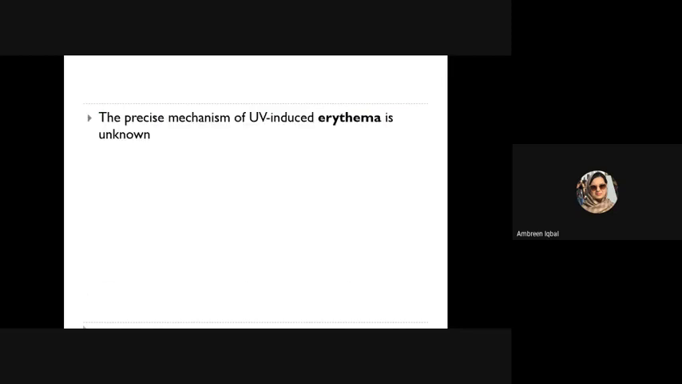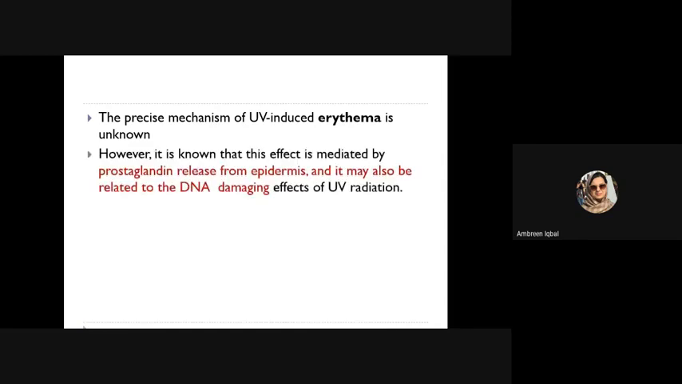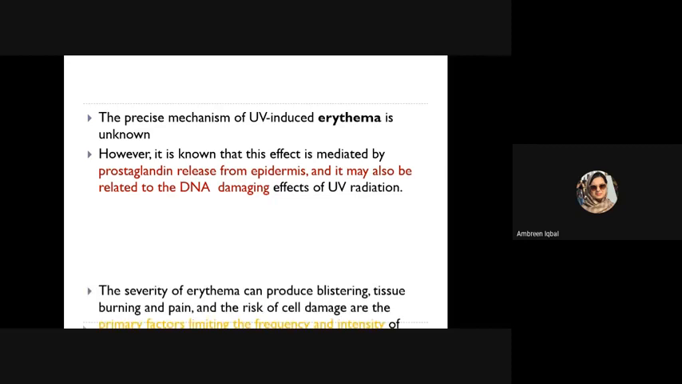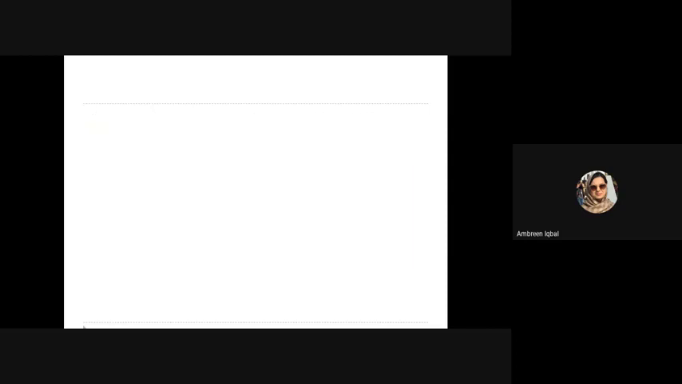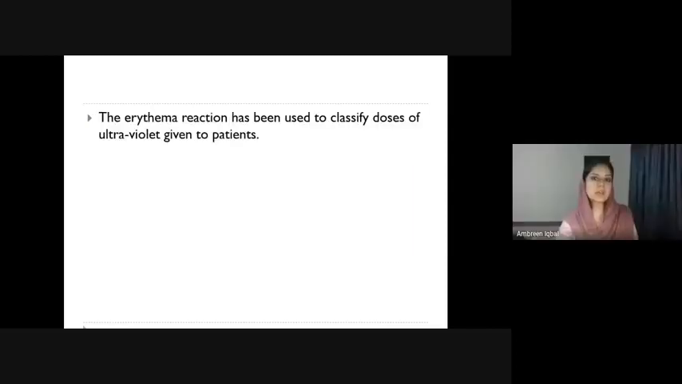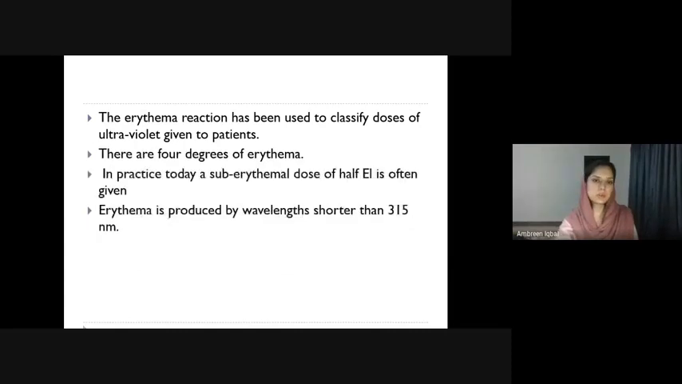The precise mechanism of this erythema is unknown, but it is considered that prostaglandin release might occur from the epidermis. It may also be due to the DNA damaging effect of ultraviolet radiation. The severity of erythema can produce blistering, tissue burning, pain, and the risk of cell damage, and these are the primary factors limiting the frequency and intensity of exposure used clinically. The erythemal reaction has been classified into certain doses that we are going to give to the patient. We'll soon classify them into 4 doses, E1, E2, E3, and E4, and discuss their effects.